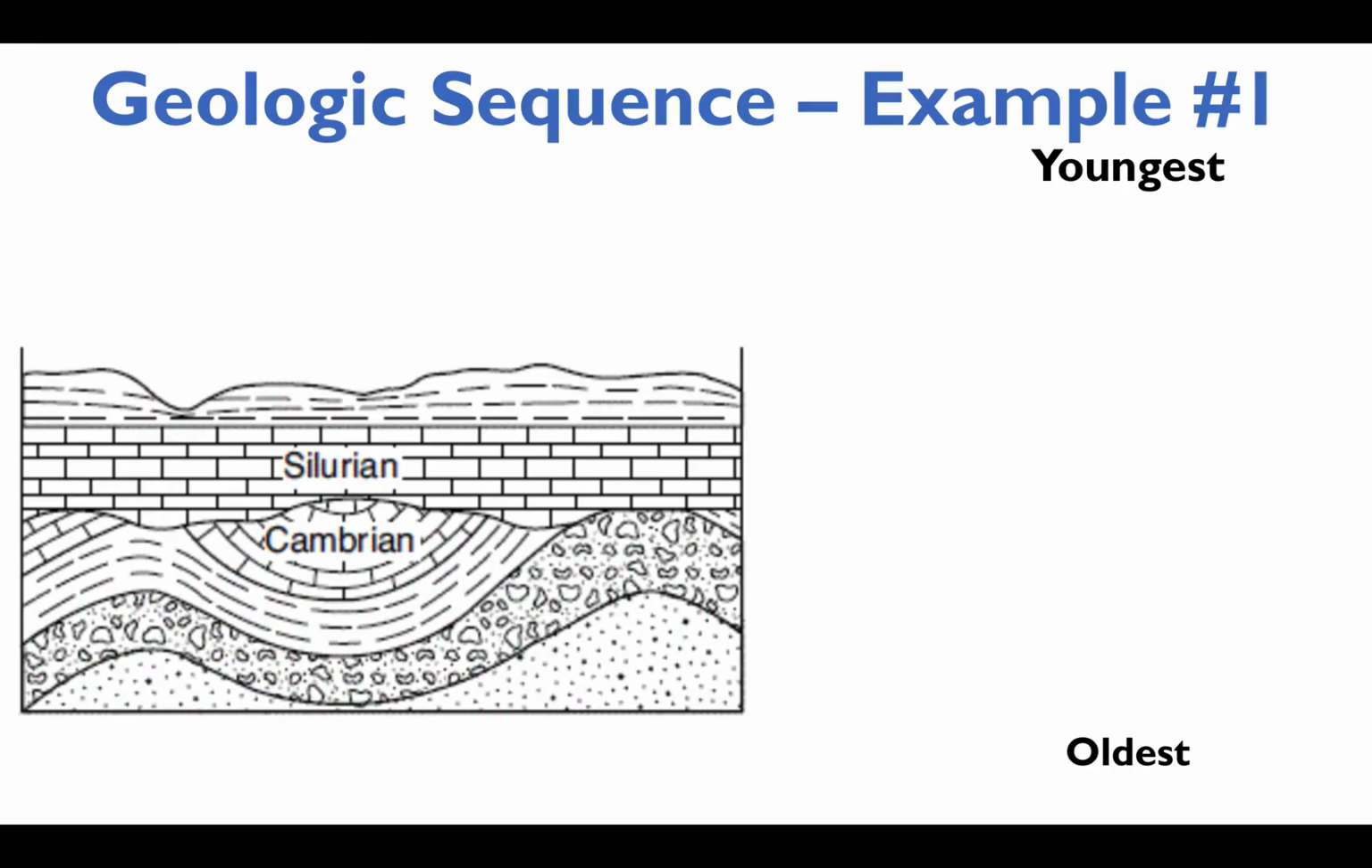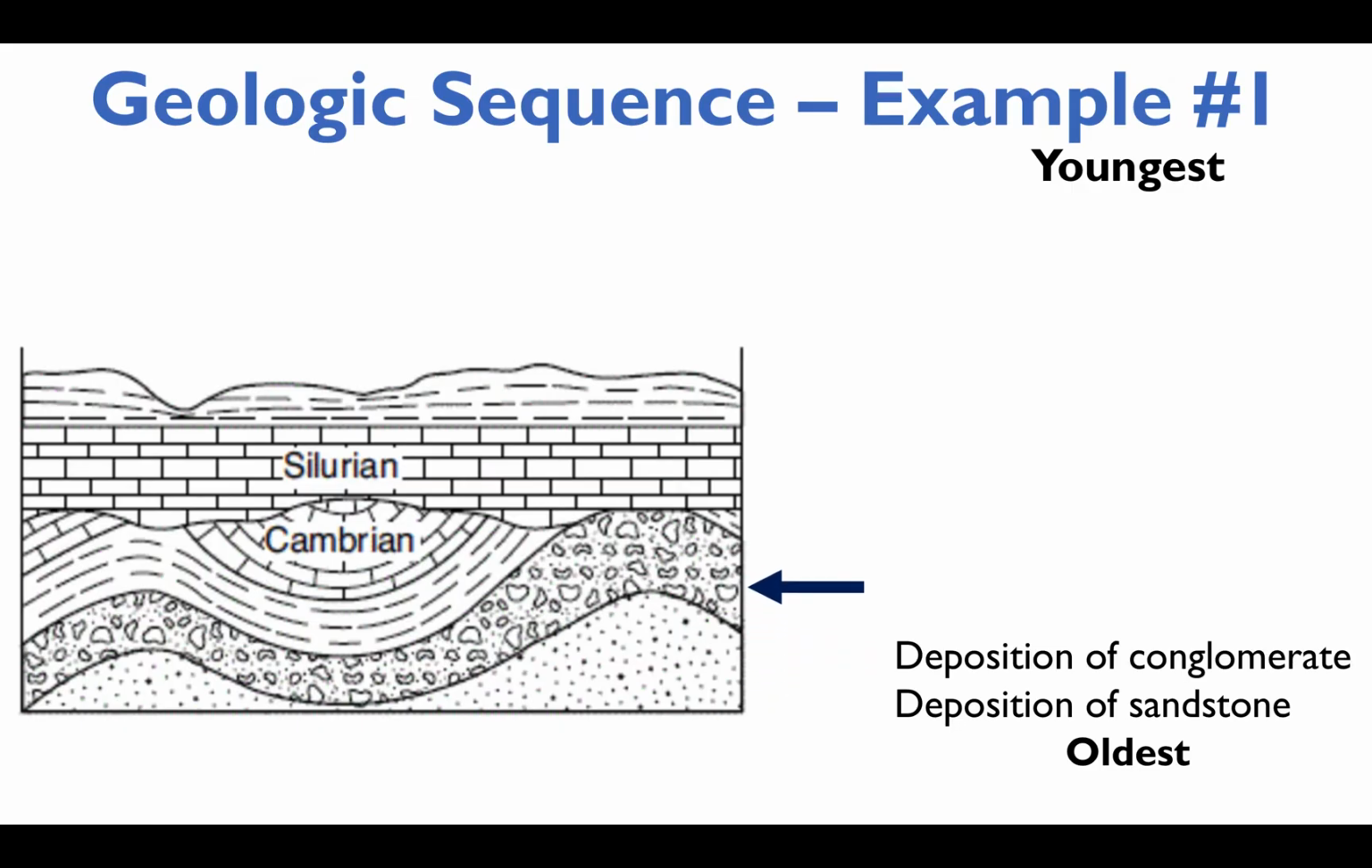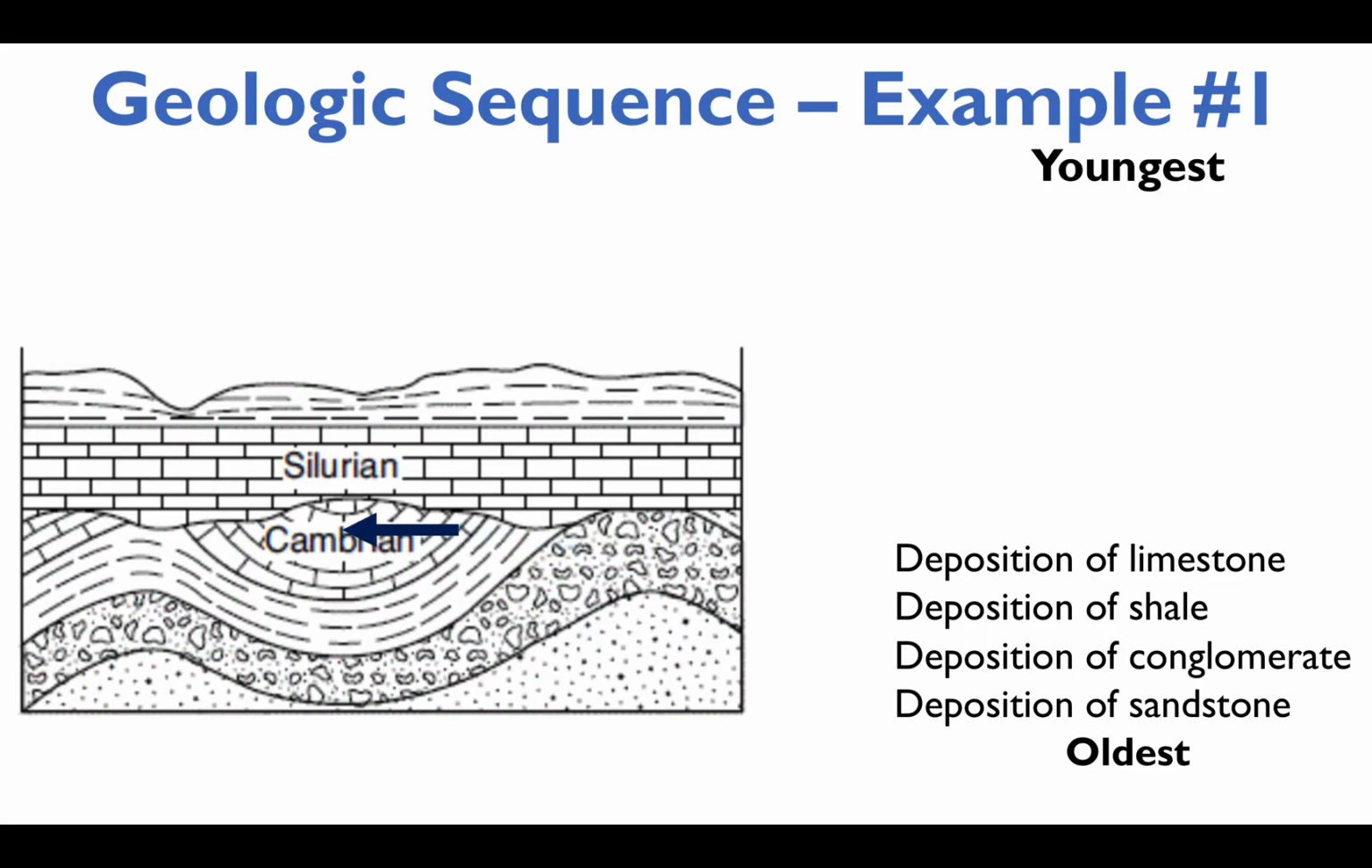So before we begin the sequence, we need to remember the law of superposition, which states the oldest rock layers are near the bottom and the youngest rock layers are at the top. So to start off with that bottom layer, that's going to be sandstone. So we started off with the deposition of sandstone, followed by the deposition of conglomerate.